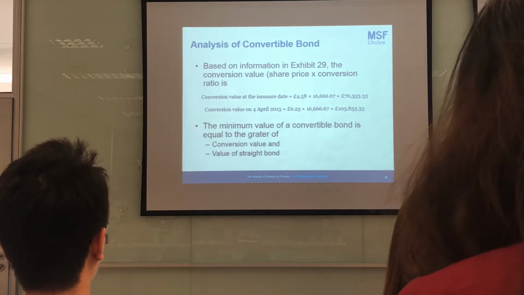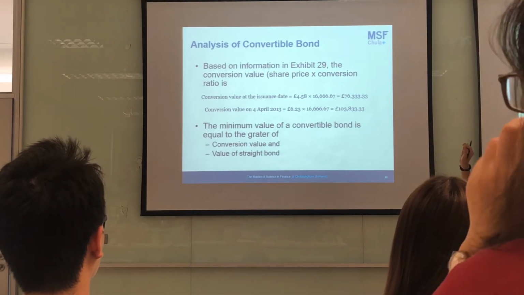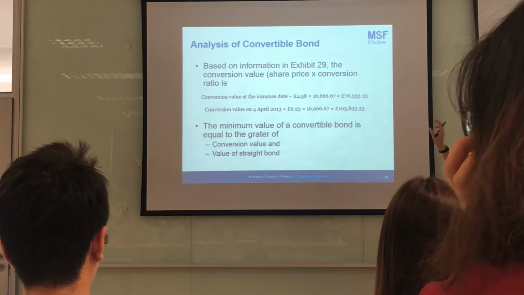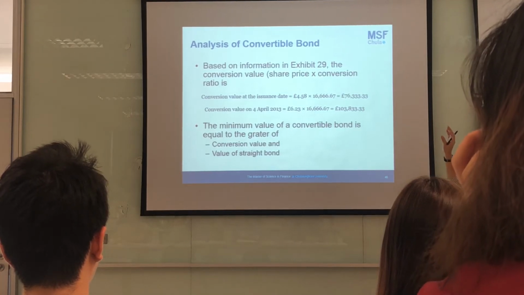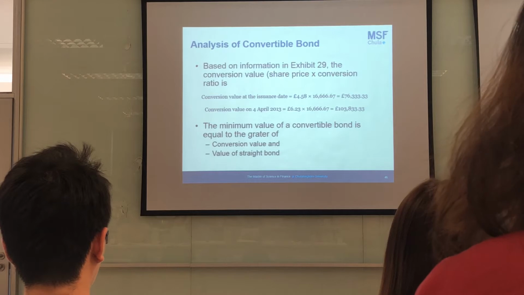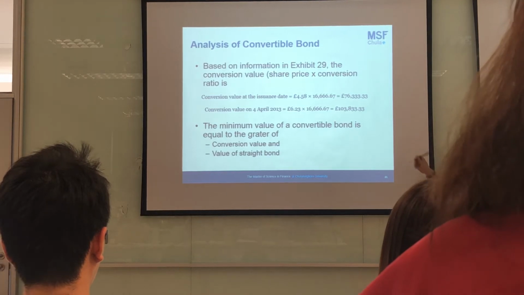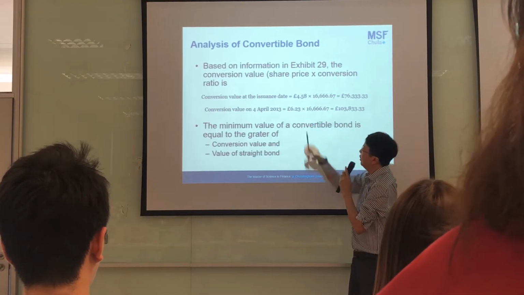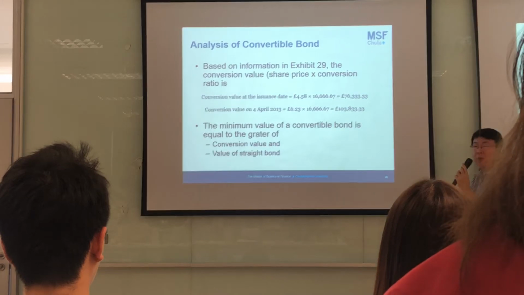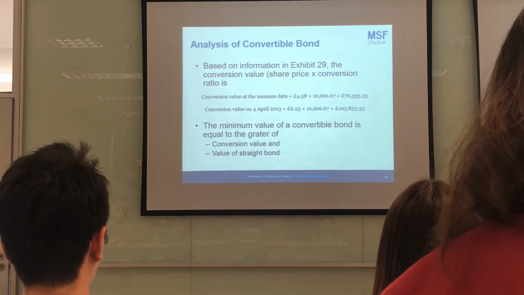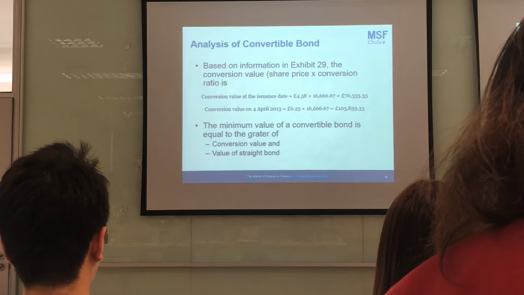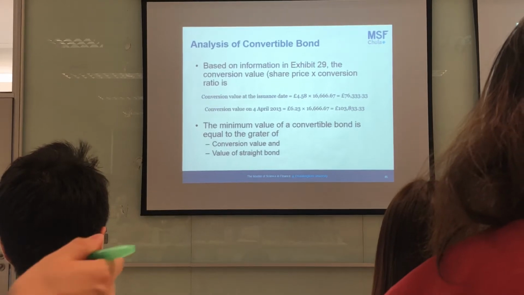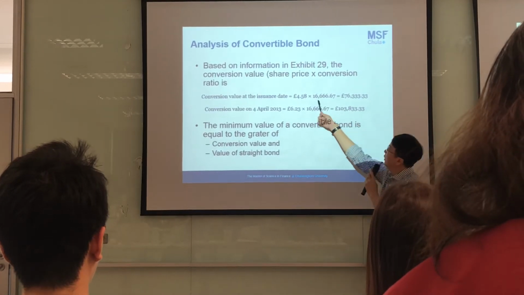So we will look at the minimum value of the convertible bond at the time when the bond is issued and also 1 year later. Here we estimate the conversion value. You know that the conversion price is £6 per share. You get number of shares equal to this.